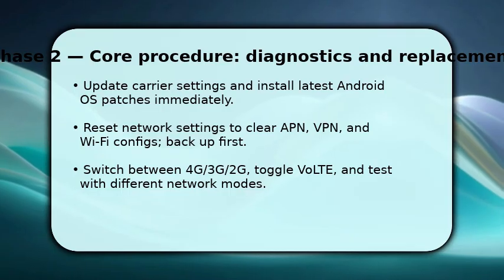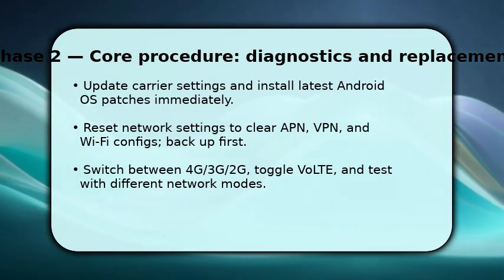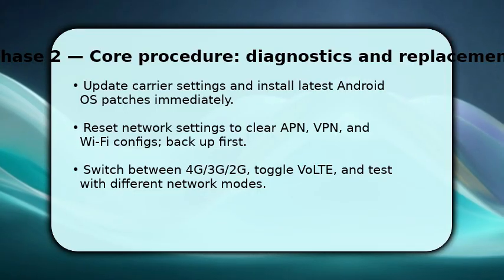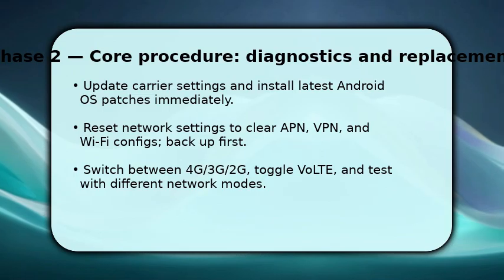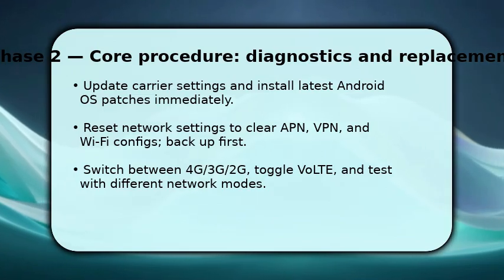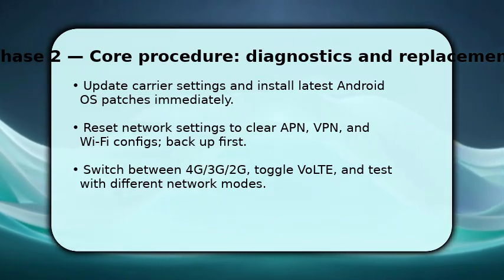Change preferred network type between 4G, 3G, and 2G, and toggle VoLTE. Different bands may recover a weak registration. These steps retrain the modem to the correct tower and profile.